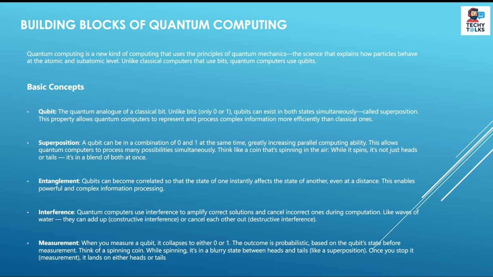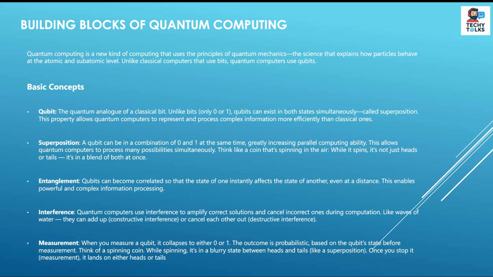Then we have a concept called entanglement. This is where qubits can become correlated. The state of one qubit can affect the state of another qubit, even if they are at a distance. If one qubit is in the 0 state, it can influence the other qubit to become 0, or vice versa. If it's a 1, then it can affect the other to be 1. This actually helps quantum computers process complex information, the complex calculations.